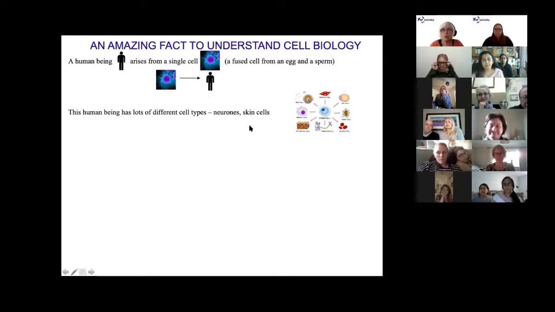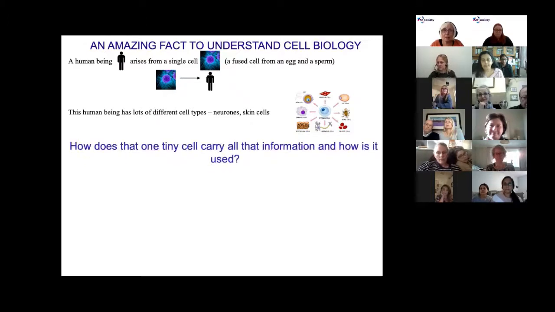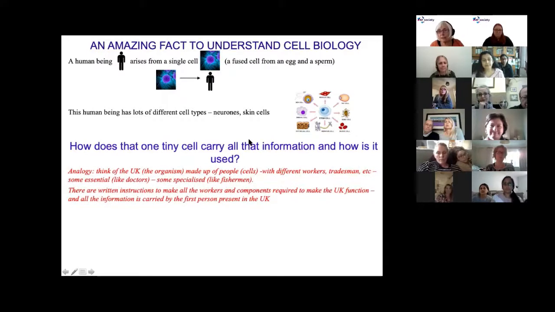So the way that is done is the information is carried in a molecule. And what I want to do is try and explain that to you. I want to try and make this as easy as I can, since I know none of you are biologists. I'm going to do a little bit of analogy. Think of the UK as the organism that's made up of people who are the cells, and the people can be different. It can be workers, sometimes they're essential, sometimes they're specialized like fishermen.